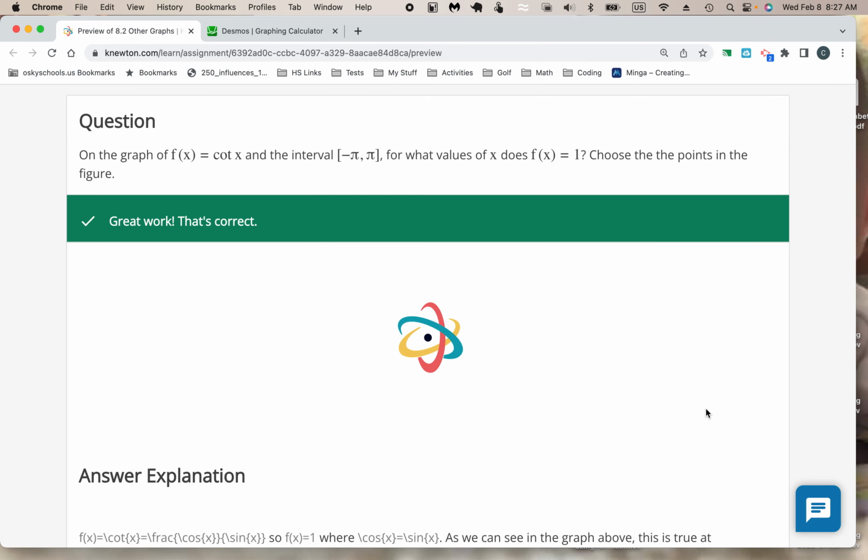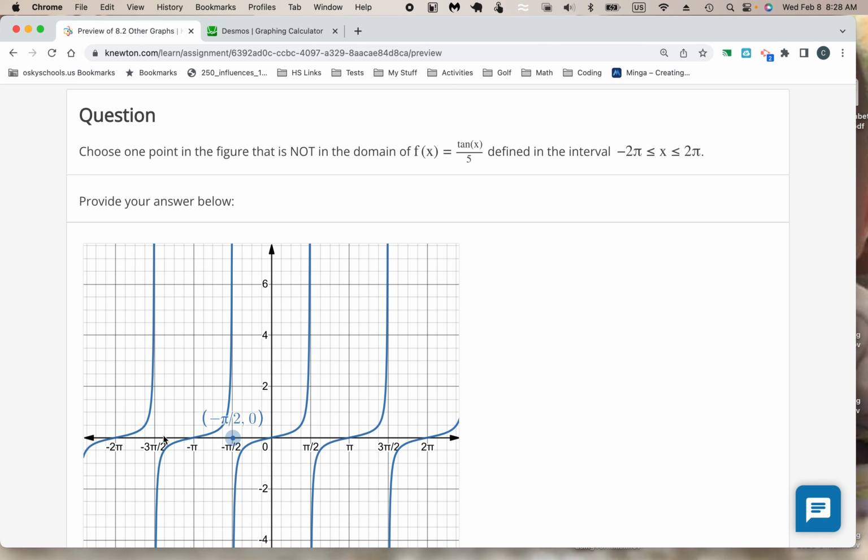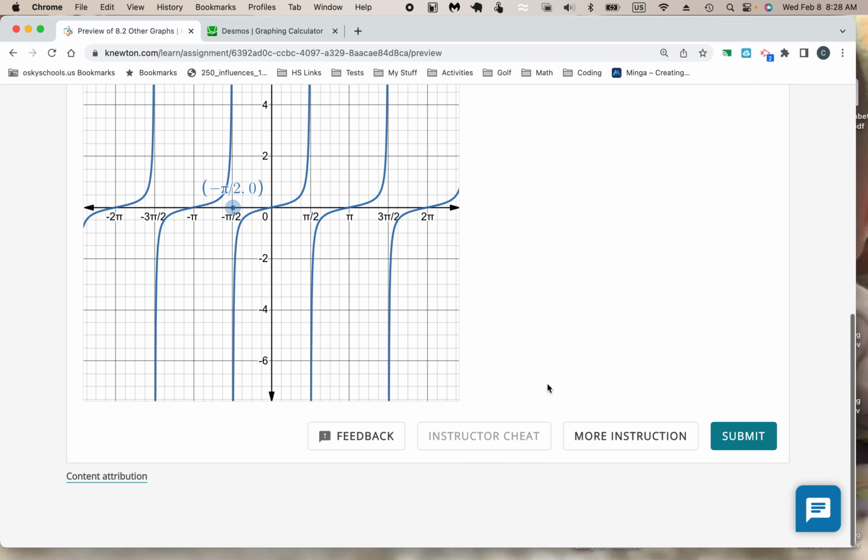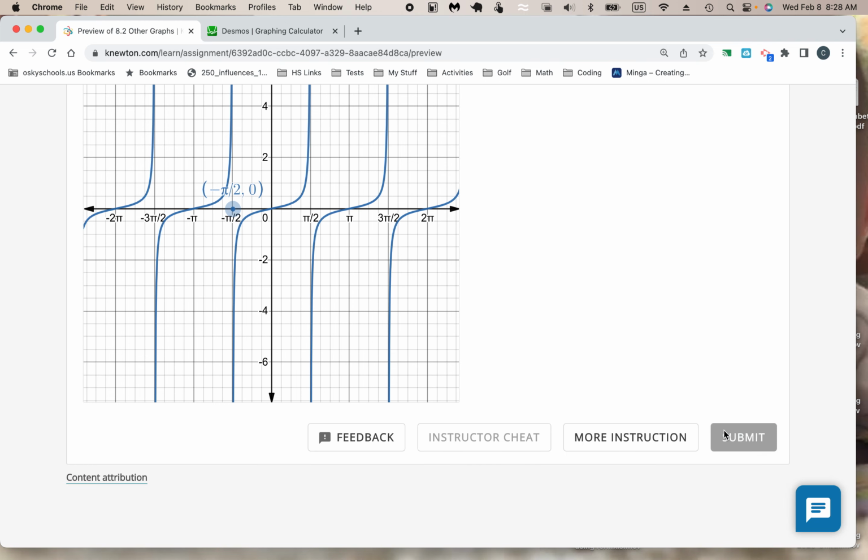So we want to look for those asymptotes. If we just put this dot on any asymptote, we would find a value that this function is not defined at. So we have this asymptote here at negative pi over 2. We could choose pi over 2 as the asymptote, or 3 pi over 2, or negative 3 pi over 2. Any of those would work, because those are not part of the domain.